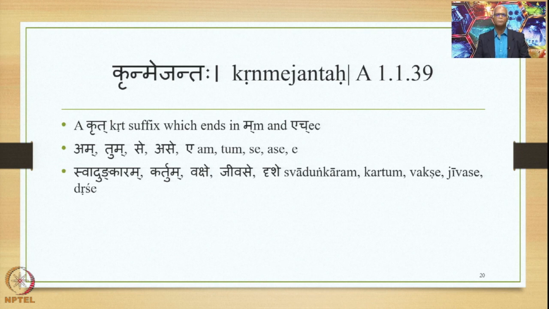Then the next sutra is Krinmejantaha 1.1.39, which means a krit suffix which ends in m and h is called avyaya. So those suffixes are like tum, se, ase, and a, deriving the forms like svadunkaram. For example, kartum, which has the tum suffix, vakshe, which has the se suffix, jivase, which has the ase suffix, and drishe, which has the suffix a. All these suffixes are added after the verbal roots and they are krit suffixes therefore. So these words which end with these krit suffixes ending in m and h are termed as avyaya.